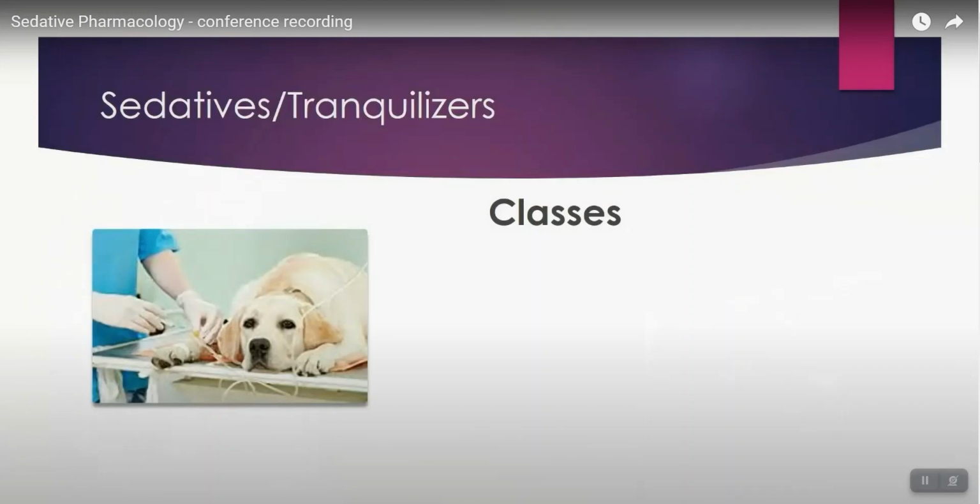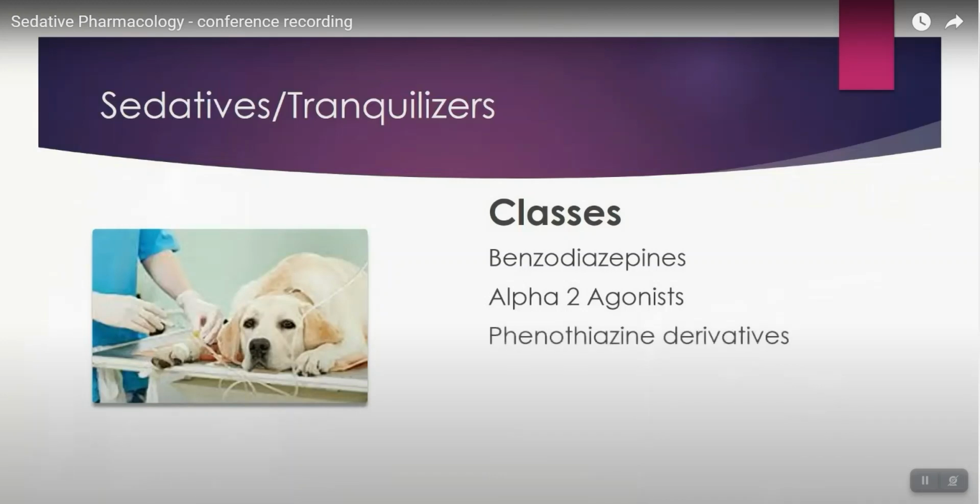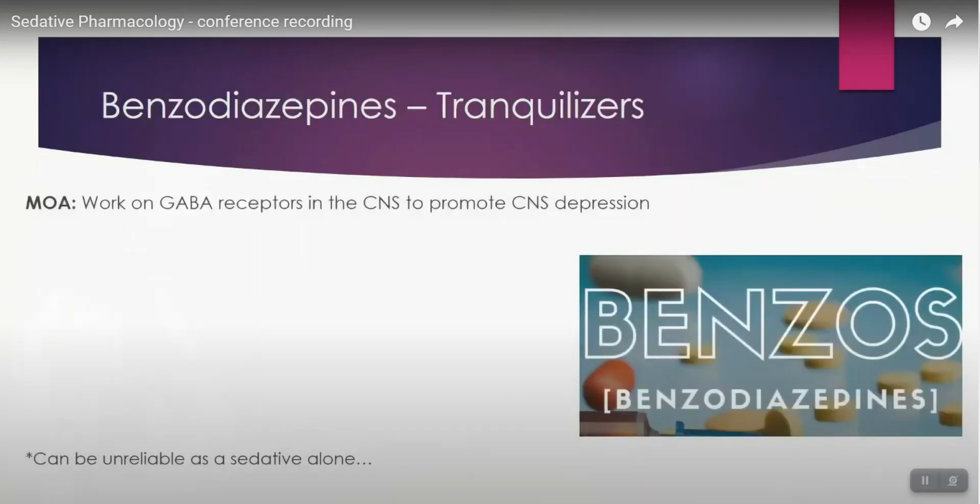So we've got a few different classes of these drugs. Our most popular are benzos. We also have alpha-2 agonists, phenothiazine derivatives, dissociative anesthetics, which is sort of an outlier, but I really want to talk about ketamine. I feel like I can't talk about sedative pharmacology without talking about ketamine. And then we're going to talk about some adjunct oral sedatives.